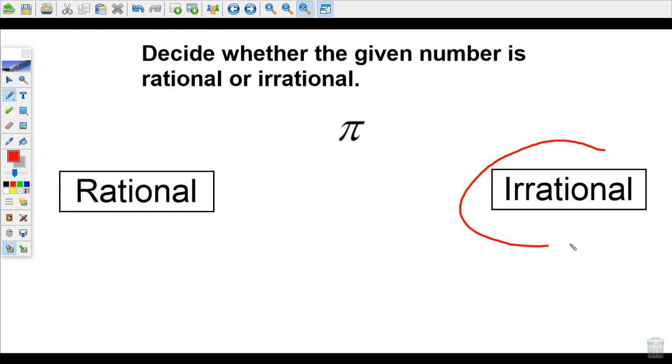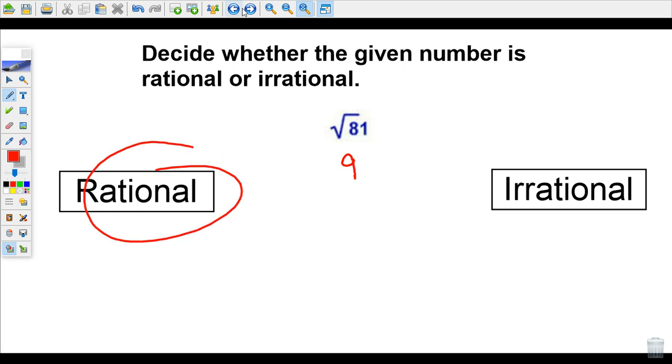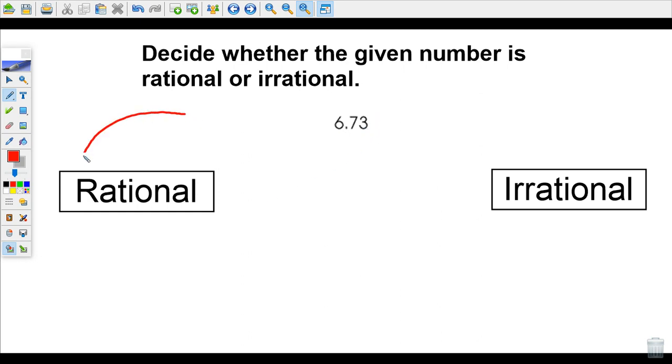Pi, irrational. Probably the most famous, most common irrational number. Square root of 81. We have to think, is there a number that when we multiply it by itself, we get 81? And there is. It's 9. So the square root of 81, that's a perfect square. It equals 9, therefore rational. 6.73. It stops, it terminates. This decimal is rational.